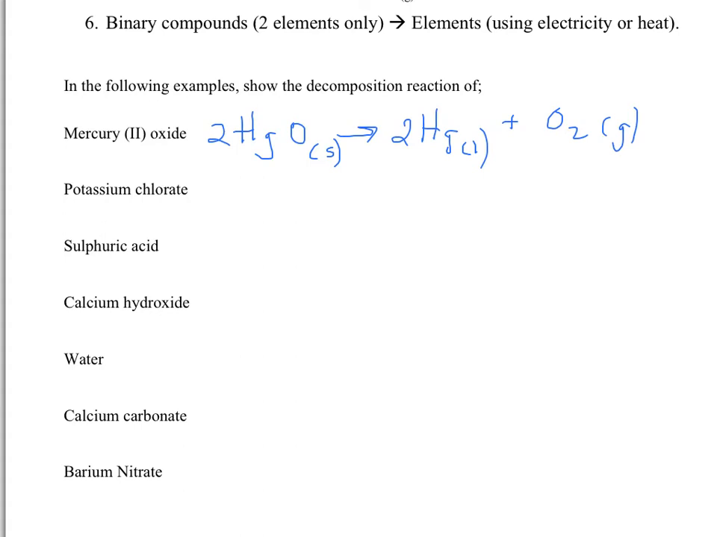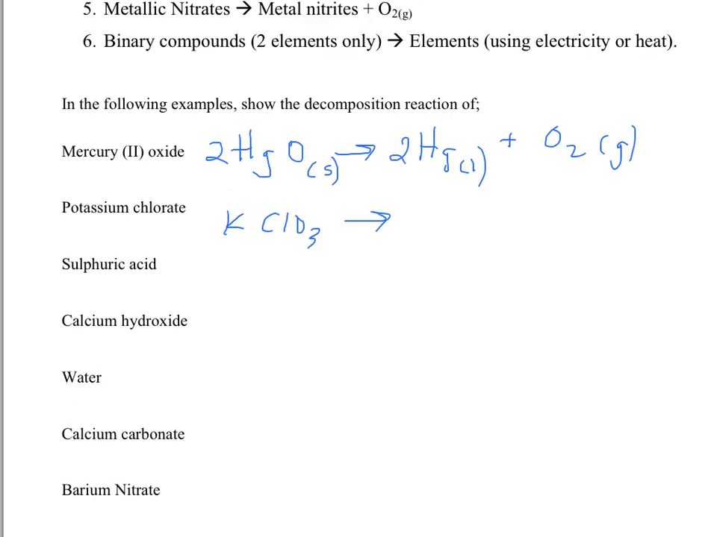Potassium chlorate. A chlorate is a ClO3 with a 1- charge. When I crisscross that with potassium, I get KClO3. This is decomposition pattern number 4. A metallic chlorate will decompose into a metal chloride. I crisscross this formula and get KCl, and it also produces oxygen gas.